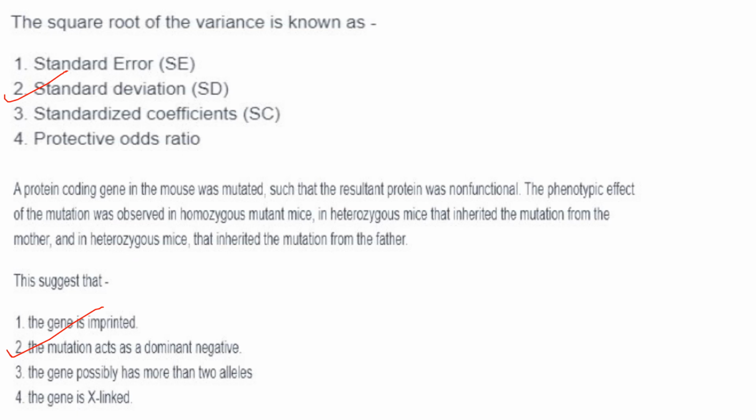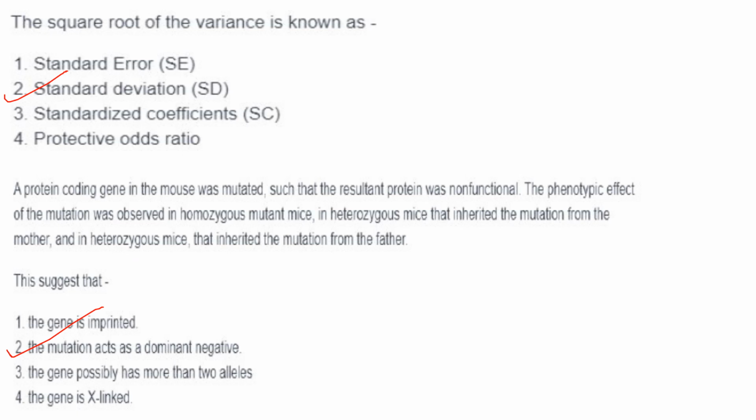The gene is imprinted. First option is what they have given. Imprinting is a process that silences one copy of a gene, and this silencing is based on which parent that gene came from, whether it is from the mother or from the father. That is gene imprinting. Then, the gene possibly has more than 2 alleles. That we cannot get from the information that they have provided.